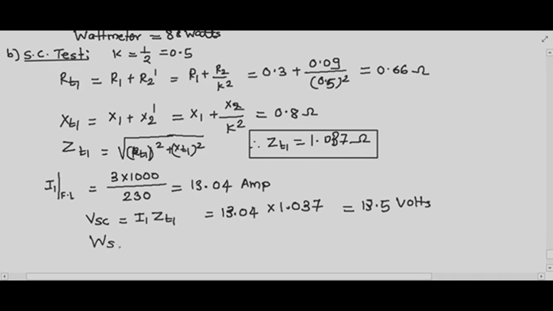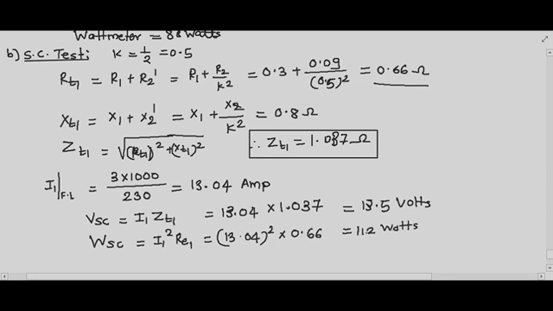Similarly, we can find out WSC from this too. WSC is nothing but I1 square into RT1, because at short circuit only copper loss takes place. Iron loss is neglected totally. So that's why I have taken only RT1 here. So 13.04 whole square into RT1, 0.66, which we have just calculated. Okay. So this will give you 112 watts. Copper loss is in watts.